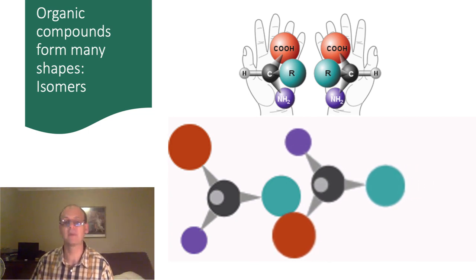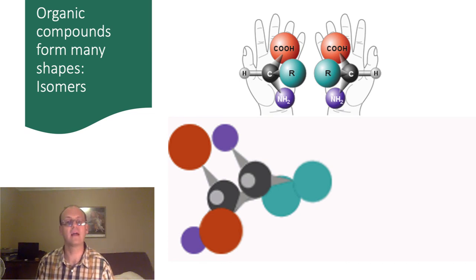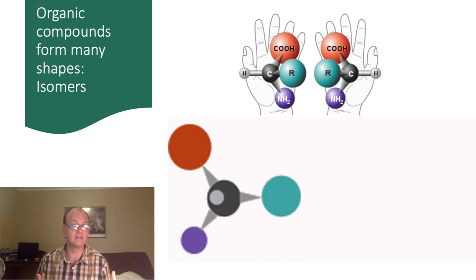Now, it's worth noting that this only works for molecules that have 4 different groups attached to the central or chiral carbon atom. If 2 of the groups are the same, such as 2 hydrogen atoms, then they would in fact be superimposable, and they would be the same molecule. That's enough detail for now, but we'll look more at chiral molecules, particularly when we learn about sugars.